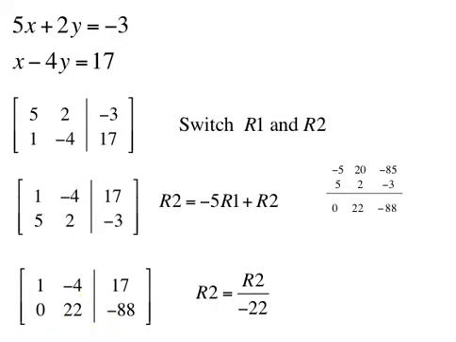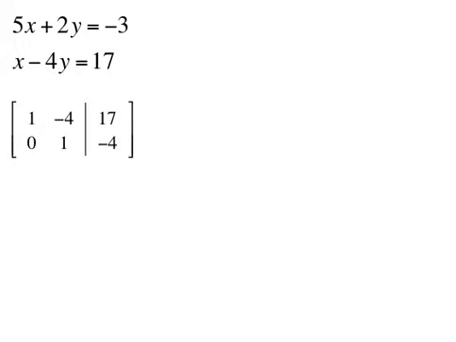And I have a typo there that I need to fix. So the new row 2 is the old row 2 divided by positive 22. 22 divided by 22 is 1. Negative 88 divided by 22 is negative 4. So my new row 2 is 0, 1, negative 4. So that gives us our final matrix. First row 1, negative 4, 17, and then 0, 1, negative 4.